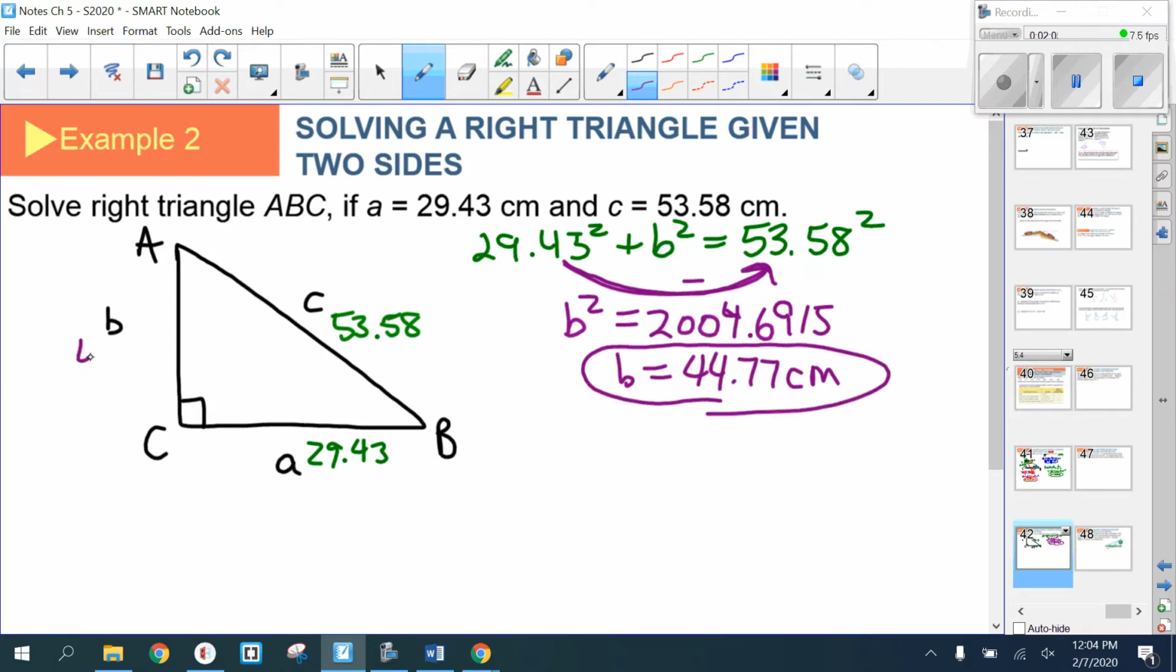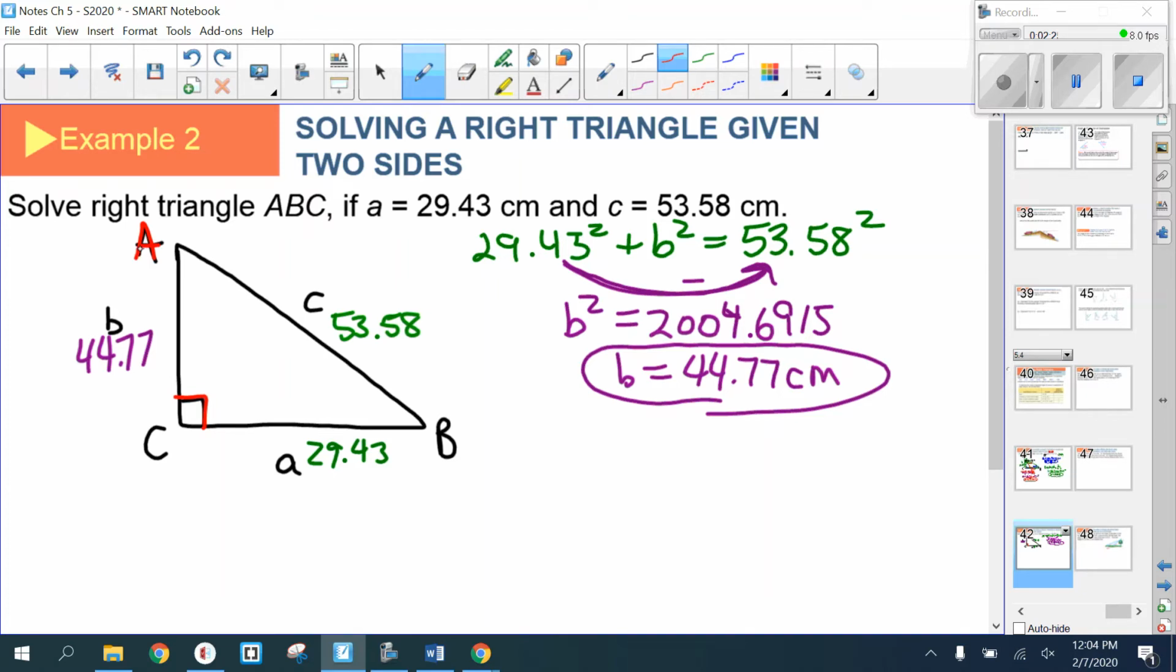All right, 44.77. I've got all the sides. I've got one of the angles. I've got to find the other 2 angles. Okay, now that's where trig comes in, because trig is going to be a good link between sides and angles. So pick one of the angles. I'm going to look at angle A first.